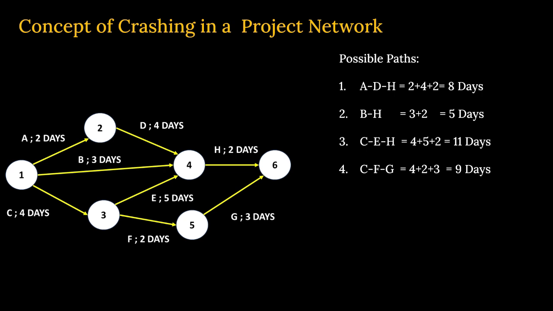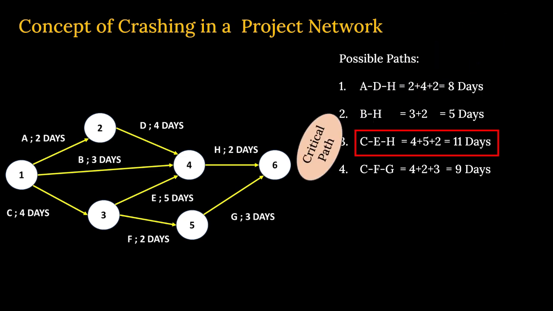Clear? Now out of these, which one is the critical path supposed to be? The longest path in the network. We can see that path number 3, that is CEH, has a duration of 11 days, which is the longest path, and that is your project duration time. So this is the path we are talking about: C, E, and H. This is your 11 days. You can see 4 plus 5 is 9, and 9 plus 2 is 11 days. So this is exactly, according to our theory, the critical path.